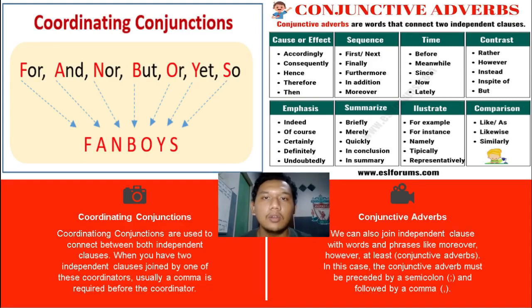And second, we will be looking at conjunctive adverbs. We can also join independent clauses by adding phrases like moreover, however, at least, and many more. The conjunctive adverb requires a semicolon right before the adverb and a comma after it. As you can see from the picture, these are the list of adverbs that are used as conjunctions for compound sentences. But every situation is different. There's cause and effect, time, sequence, and the rest, like from the picture.